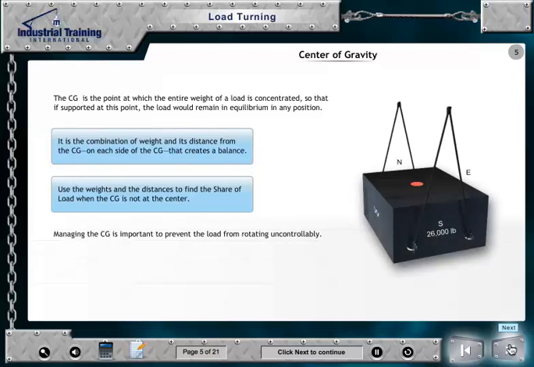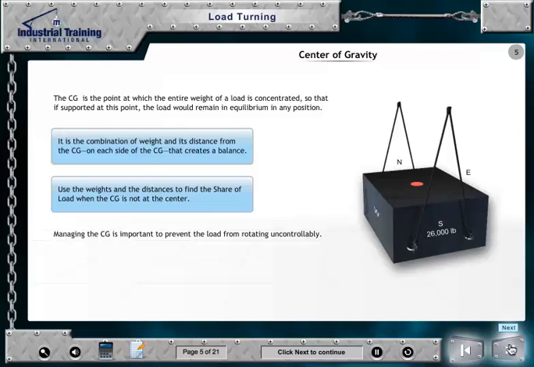Here's a 26,000-pound load. Suppose you have to rotate the load from north to south. To control the center of gravity and prevent the load from rotating in the east-west direction, you need to attach two slings on the north side and two slings on the south side, with each pair straddling the center of gravity.